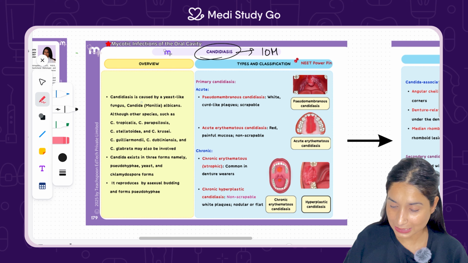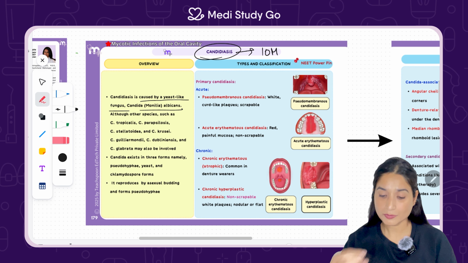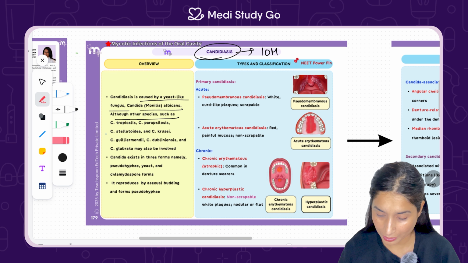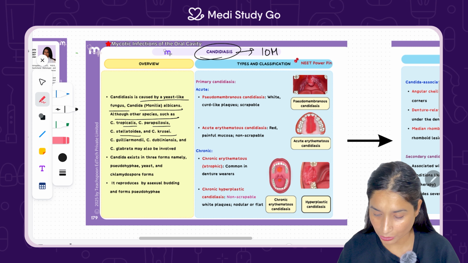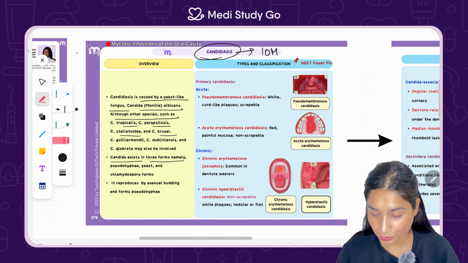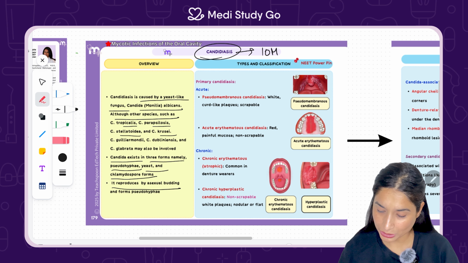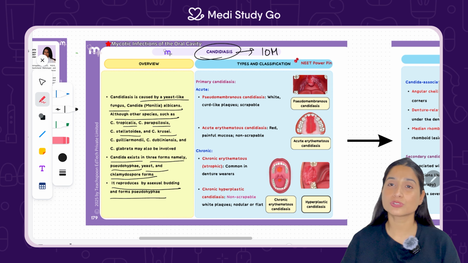So Candidiasis is caused by yeast-like fungus known as Candida albicans. Although other species are also there such as tropicalis, parapsilosis, stellatoidea, krusei and many others. Candida albicans exists in three forms, namely pseudohyphae, yeast and chlamydospore form. And it reproduces by asexual budding and forms pseudohyphae.